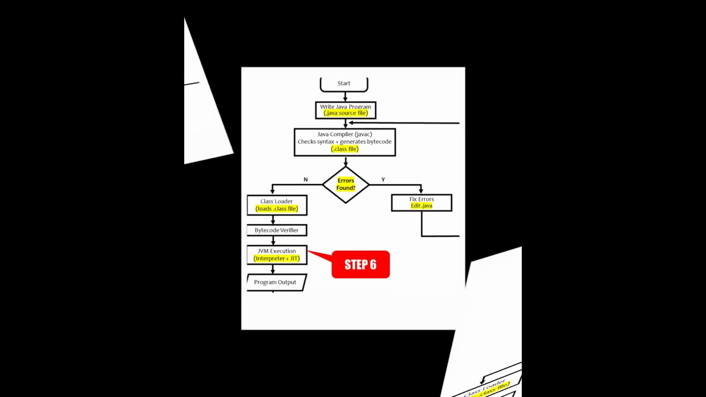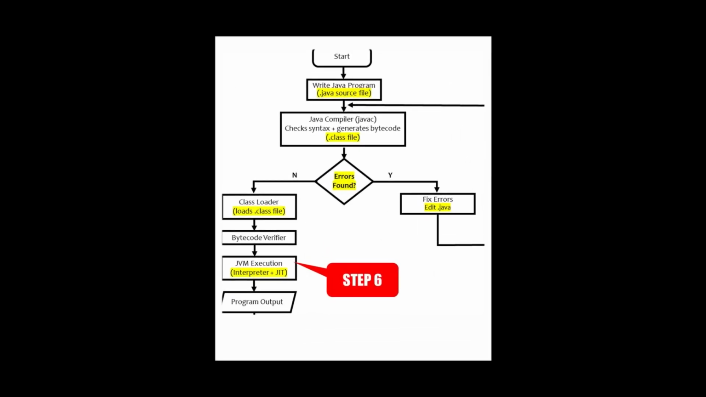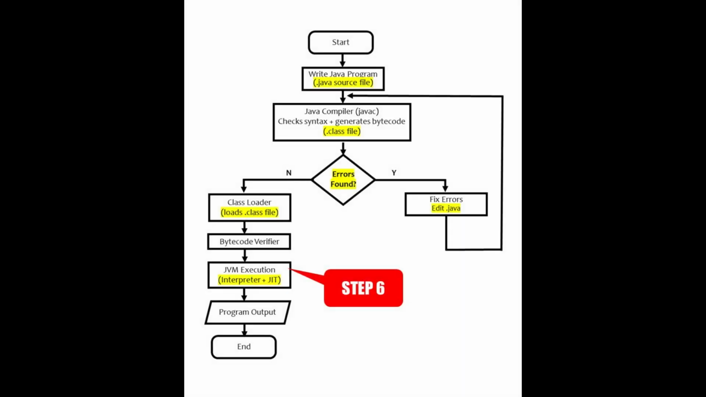Step 6 is JVM execution. Now the program enters the Java Virtual Machine, or JVM. Execution happens in two ways. 1. The interpreter, which runs code line by line. 2. The JIT compiler, which optimizes frequently used code into machine-level instructions.